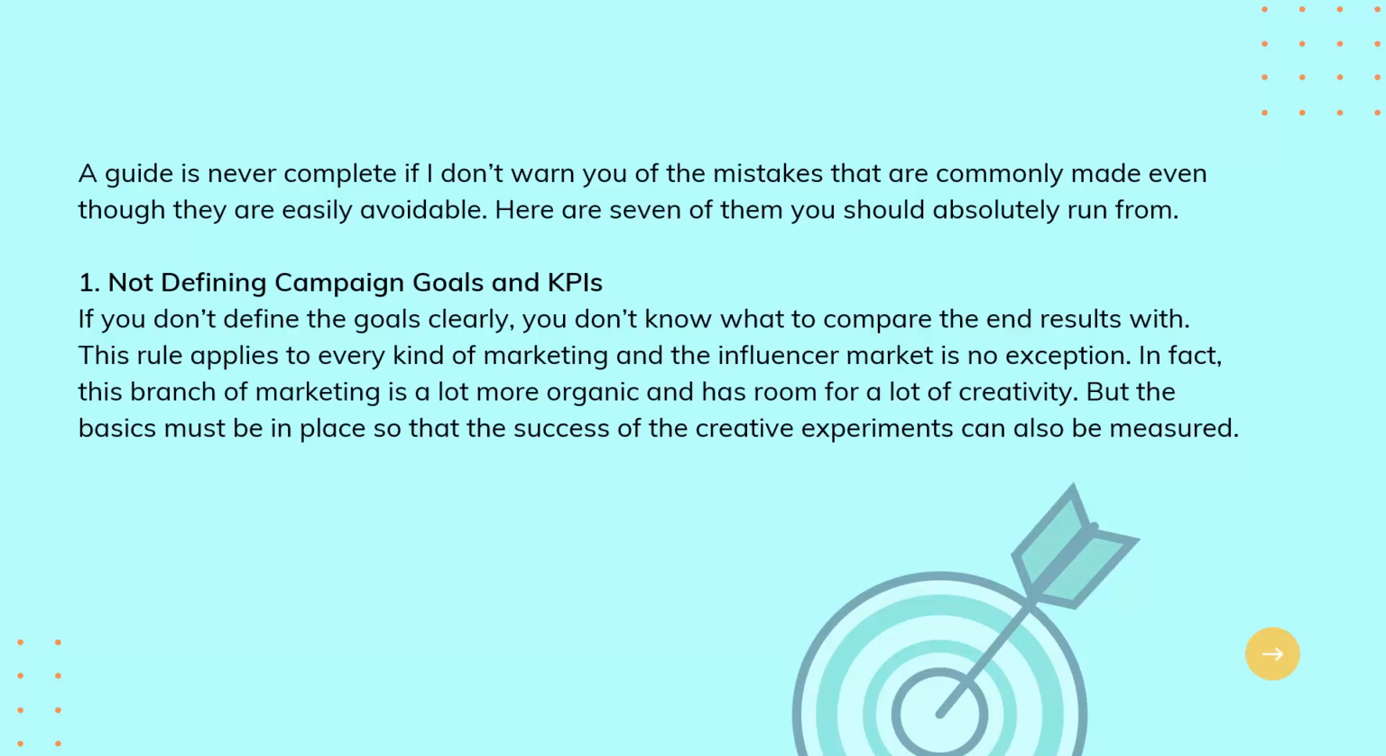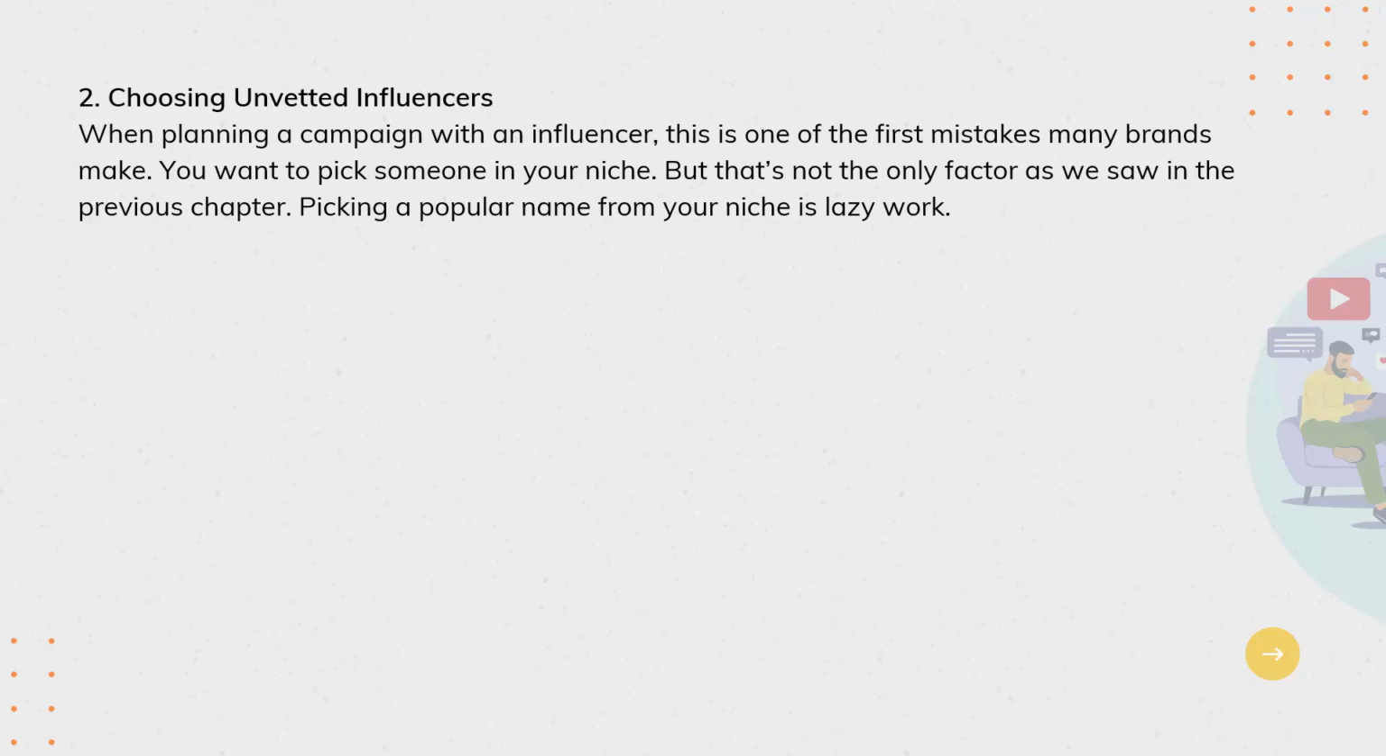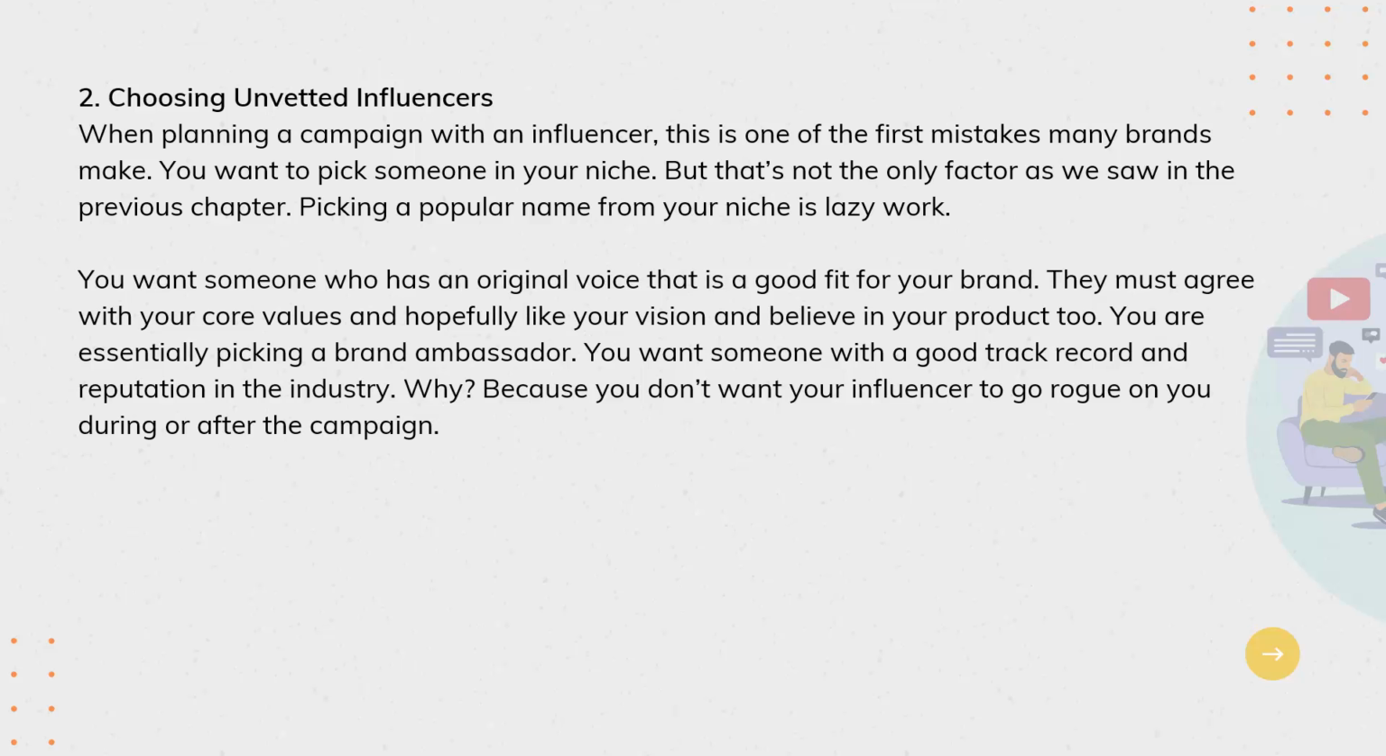2. Choosing unvetted influencers. When planning a campaign with an influencer, this is one of the first mistakes many brands make. You want to pick someone in your niche. But that's not the only factor, as we saw in the previous chapter. Picking a popular name from your niche is lazy work. You want someone who has an original voice that is a good fit for your brand.